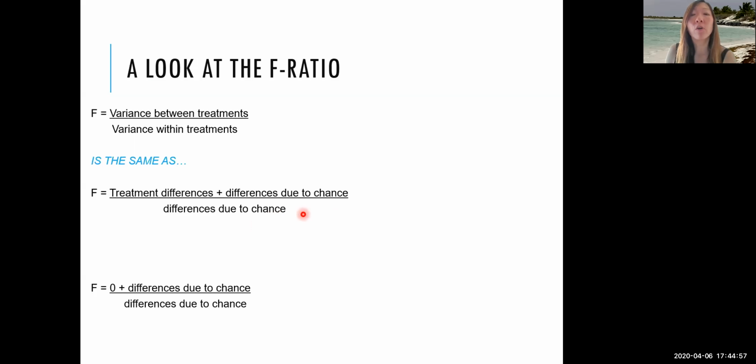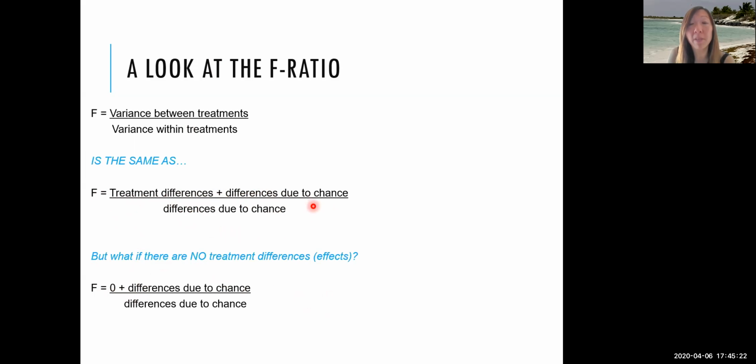Okay, so when we go to calculate our F ratio, if we have no treatment differences, so we have 0, meaning there are 0 differences between the means, we're still going to have error.